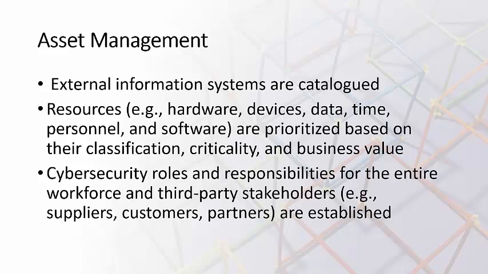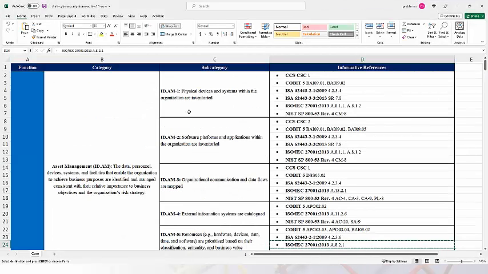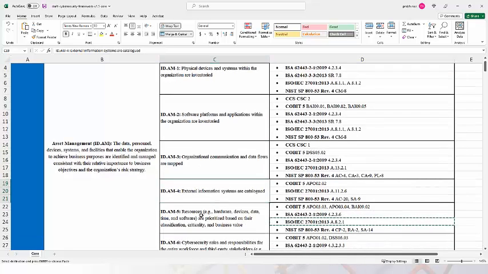So this is all from the first category of identification, which has a subcategory called asset management, in which we have subcategories like create an inventory of software, then understand how the data flow happens, document the data flow, then external information is cataloged, then resources and cybersecurity.